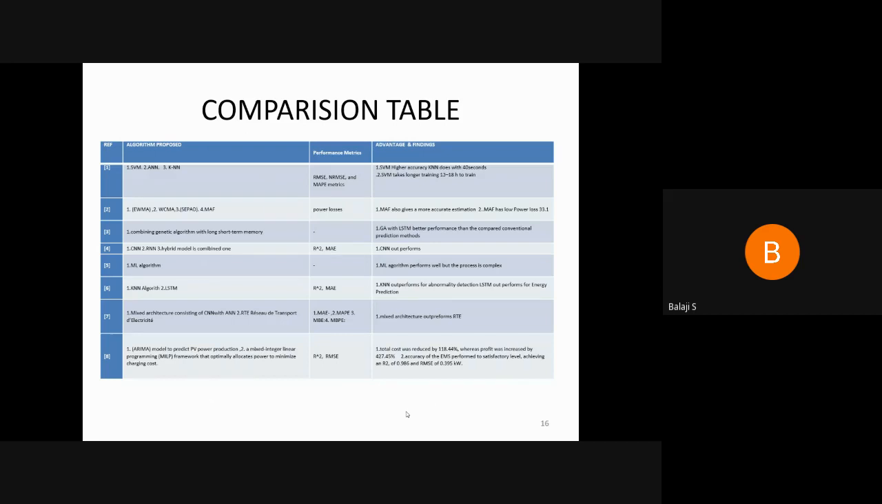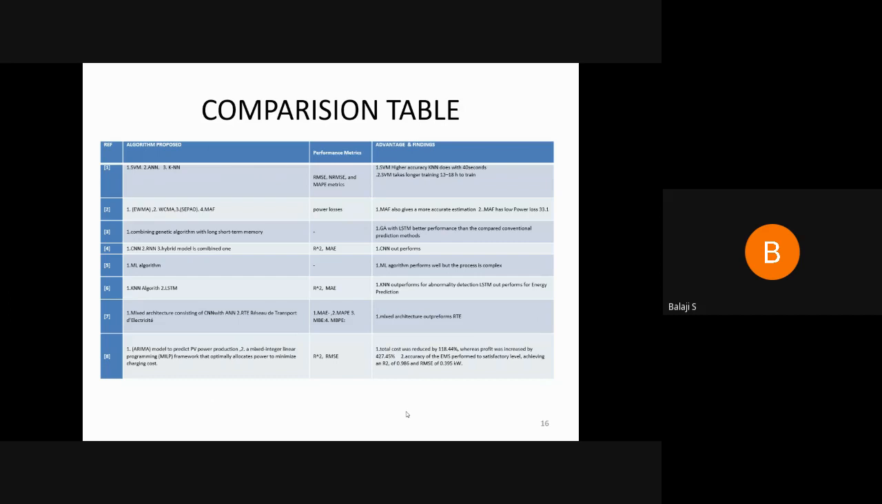A comparison table of all the references is presented here. Model 1 included the algorithms SVM, ANN, KNN. Performance metrics, many were common: RMSE, NRMSE, and MAPE were considered. Advantage: SVM has higher accuracy. In the second reference, EWA, EWMA, WCMA, SCPAD and MAF were considered. The power loss parameter has been taken into account. MAF gives a more accurate estimation.